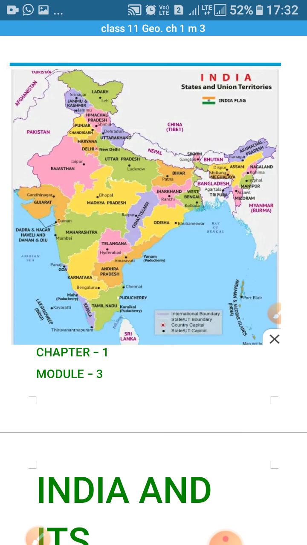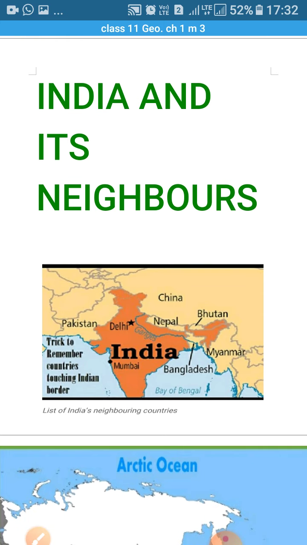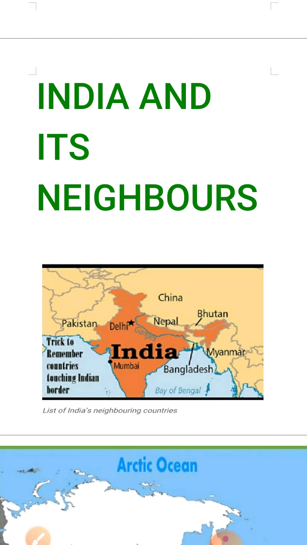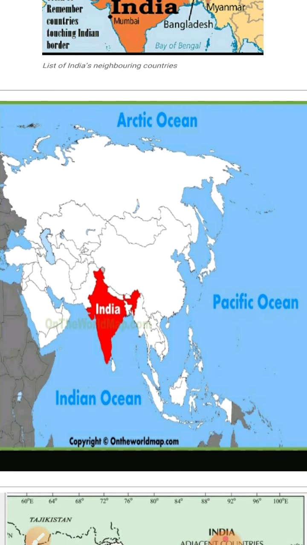Today we are going to discuss the third module of this chapter. In this third module we are going to discuss India and its neighboring countries. As you can see in the map, India has a prime location in the Indian subcontinent. We discussed the Indian subcontinent earlier in the previous videos.